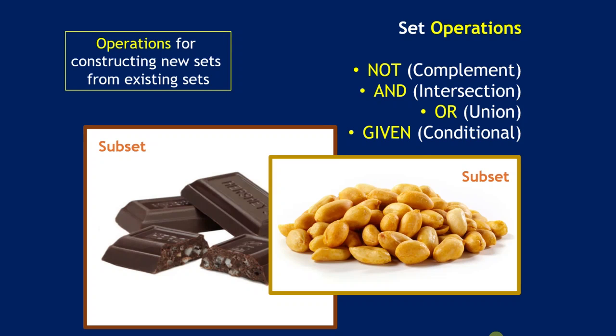These are operations for constructing new sets. So every time we use this operation, the outcome of the operation is another set. So we're constructing new sets from existing sets. Our existing sets are those who like chocolate and those who like peanuts.